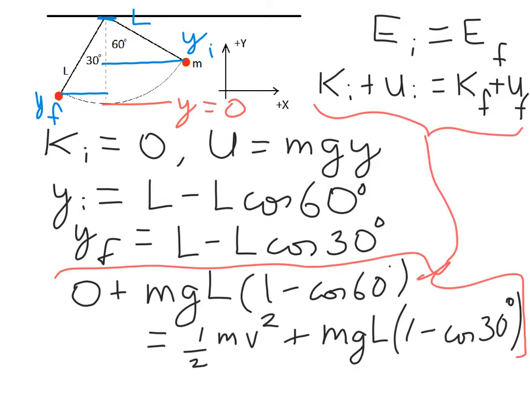So, plugging all this information into our energy conservation equation, we get 0 plus mgL times (1 minus cosine 60 degrees) equals 1/2 mv squared plus mgL times (1 minus cosine 30 degrees). And now we have the values for m, g, L and the angles, and so we can solve for the speed v.